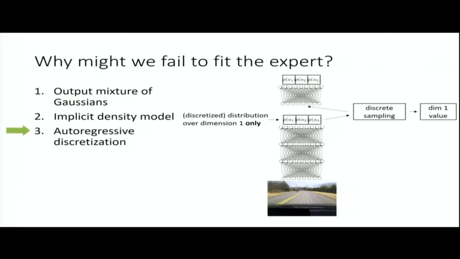And then you feed that sample into another network. And that other network might also take in the image or the hidden state from here, but it has to take in the discrete sample. And that network is going to produce a softmax over the second dimension. And then you sample from that, and you get dimension 2, and so on and so on.